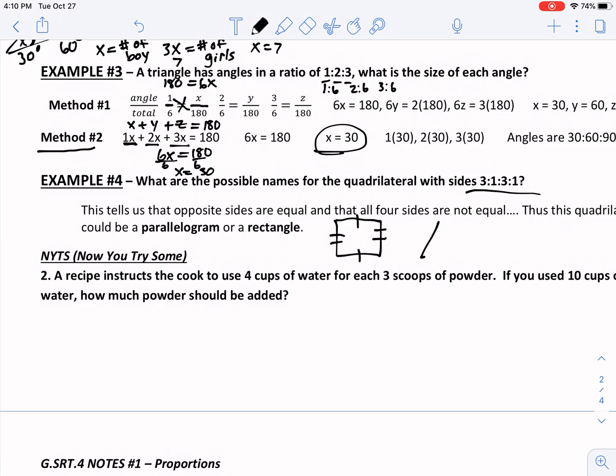Or we could be talking about a parallelogram, where this side length is the same, this side length is the same, and these two are the same, okay? So that would be 2 different answers that could possibly be representing what we're talking about there. Okay, so that's what this question says. What are the possible names for the quadrilateral? Well, it could be a rectangle, it could be a parallelogram, where 2 sides are the same and then the 2 opposite sides are the same.